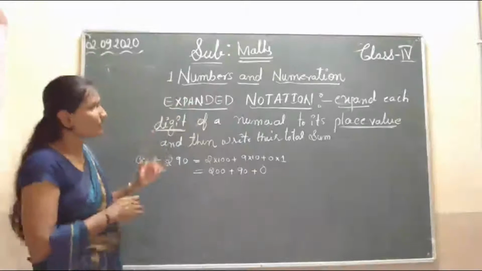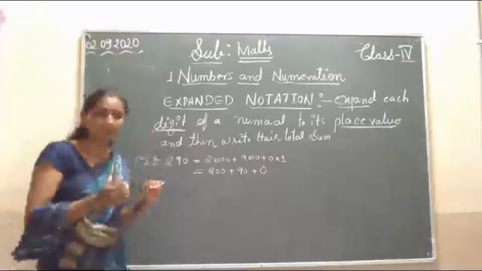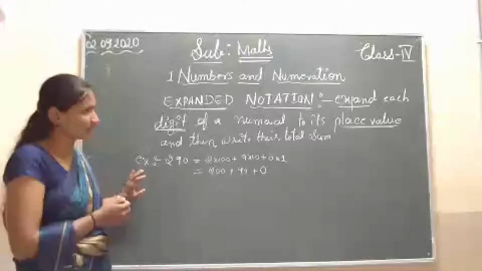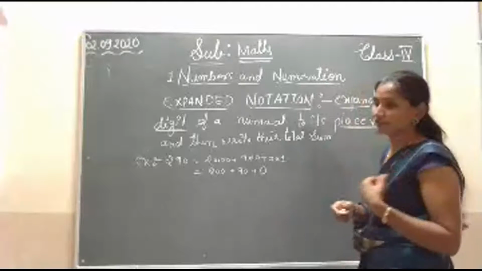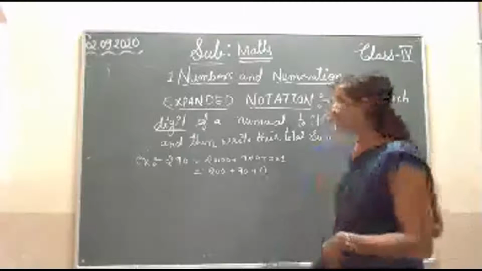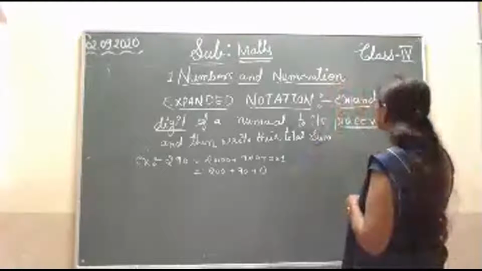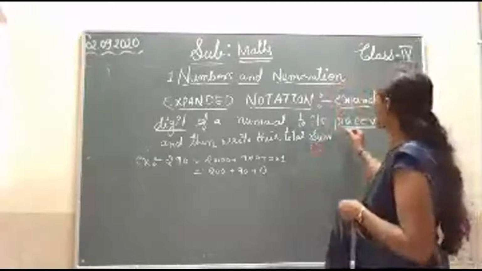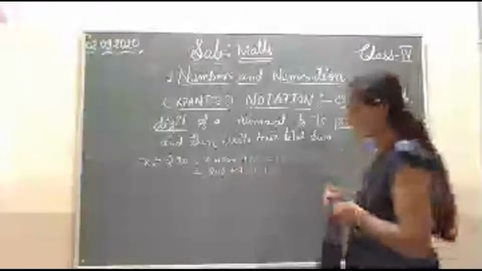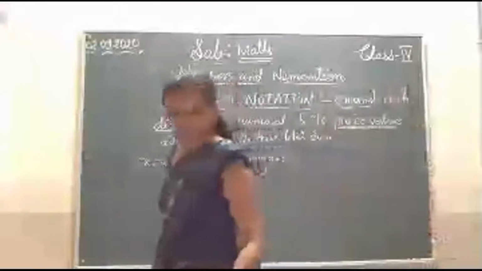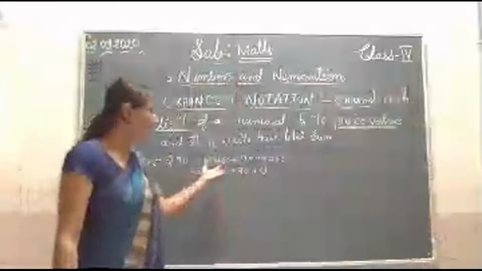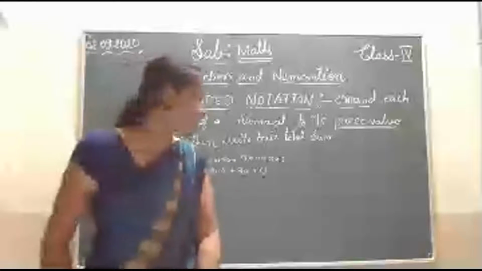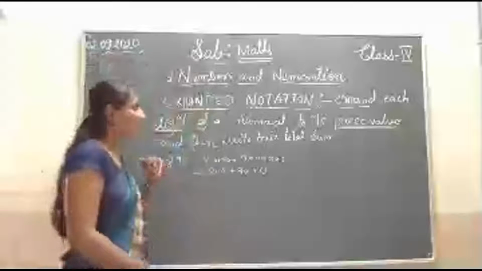For one more expanded notation, we will use three steps. In the last class I told you that in expanded form, first I write the place value, and afterwards I write the numbers. So expanded notation means expanding each digit of a numeral to its place value, and then writing the number as the addition of the place values of its digits. So this is the expanded form. Again I am showing one example.